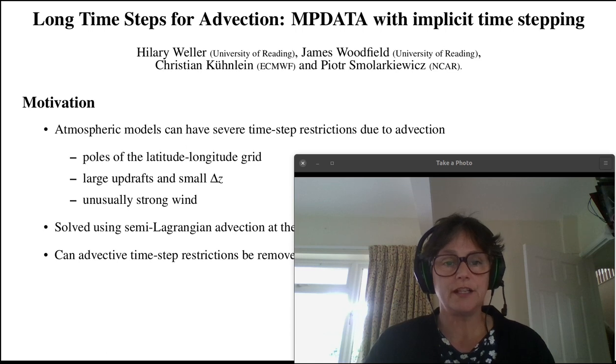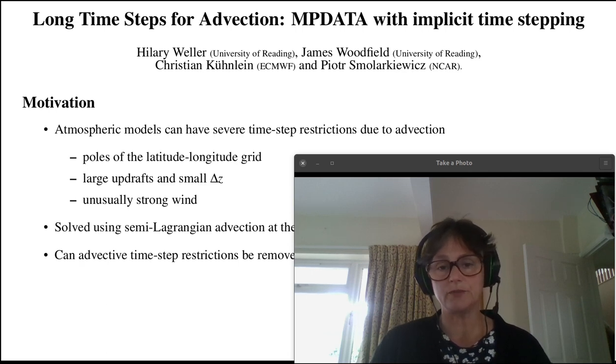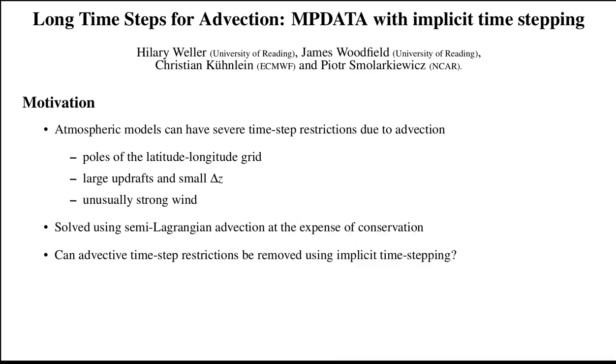The motivation is that atmospheric models can have severe time step restrictions due to advection. This can be due to, for example, the poles of the latitude grid, large updrafts in combination with small delta Z, small grid spacing in the vertical, just unusually strong winds. This is usually solved by using semi-Lagrangian advection, but this is at the expense of conservation. Semi-Lagrangian is not conservative. So I would like to answer the question, can advective time step restrictions be removed by using implicit time stepping?